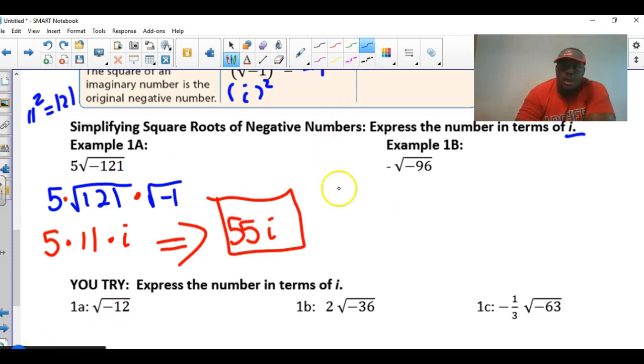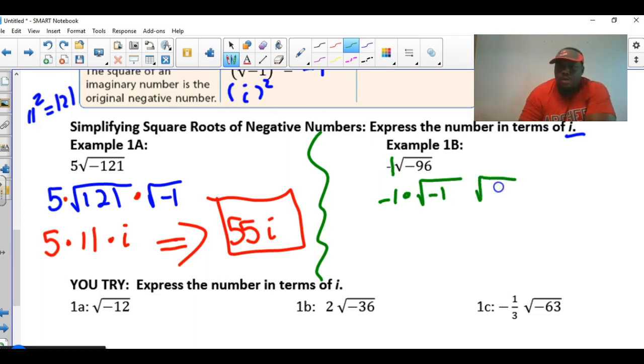Okay. All right. This next example here, we have a negative. Since there's a negative right here, just hanging out by itself, we're going to go ahead and make that a negative 1. So we have negative 1 times the square root of negative 96. So again, we're going to factor this. Negative 1 times, factor this out, guys. Take out the negative. So negative 1 times the square root of 96.